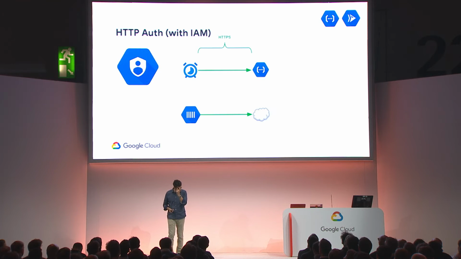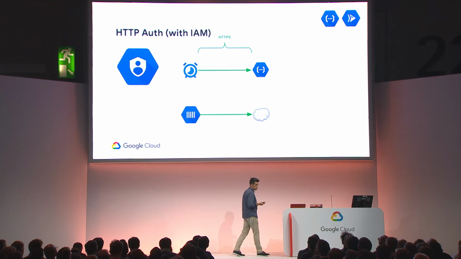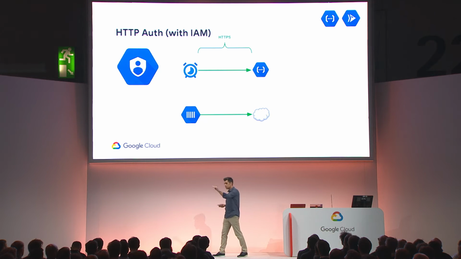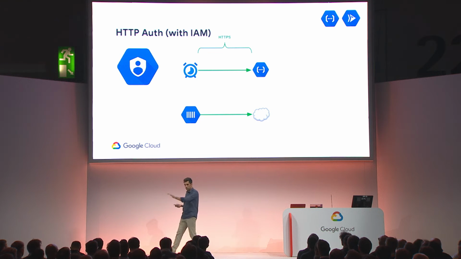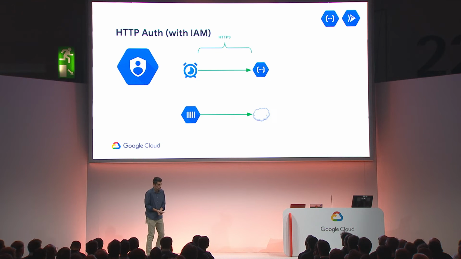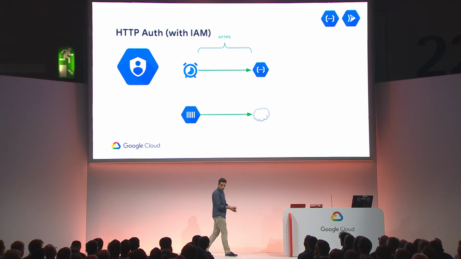So coming back to Cloud Tasks and Cloud Scheduler, here's an example of that IAM identity in operation. So Tasks and Scheduler are going to send the request to your service over HTTP. Well, how do you secure that? How do you know that your service was being called by Cloud Tasks? How is that data encrypted in transit?